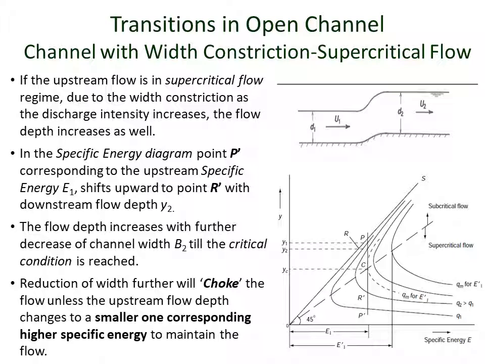And this increase of the flow depth will happen till again the critical condition is reached. So reduction of the width further will choke the flow, unless the upstream flow depth changes. So the upstream flow depth here has to change to a smaller value corresponding to a higher specific energy to maintain the flow.